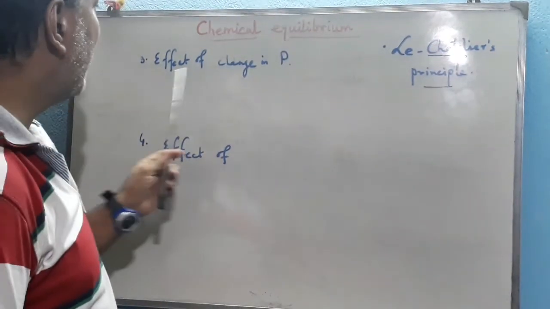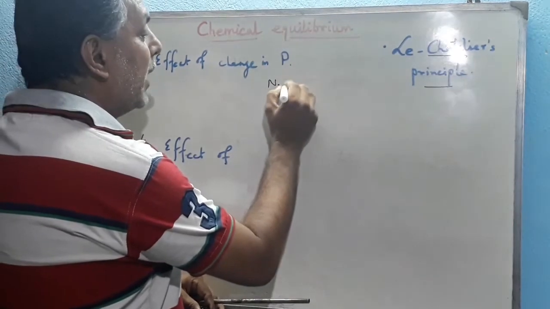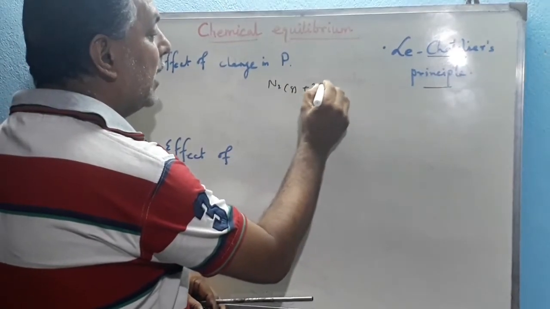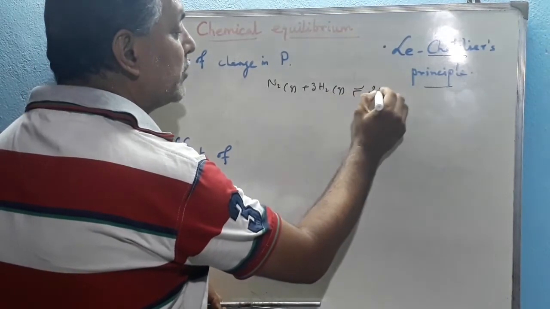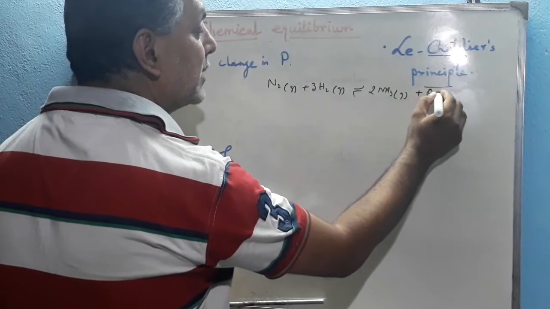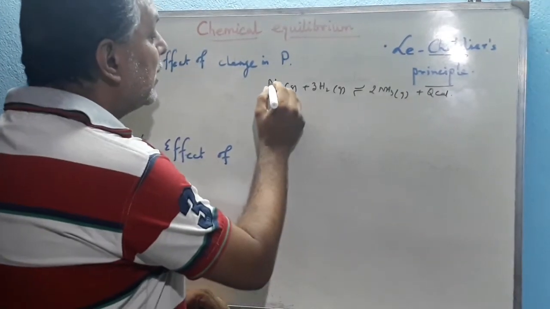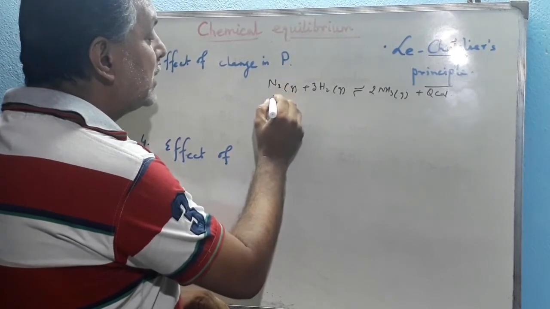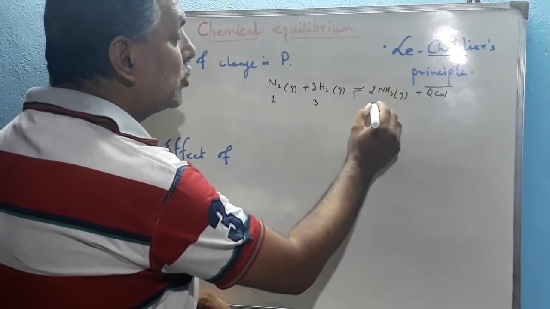Next point is the effect of change in pressure. See this, again this equilibrium, nitrogen gaseous plus 3H2 gaseous in a closed container, forms 2NH3 gaseous. This is the Haber's process. The forward reaction is exothermic in nature, it liberates Q calorie of heat energy. So see this, the number of moles of nitrogen is 1, number of moles of hydrogen is 3, and number of moles of ammonia is 2.